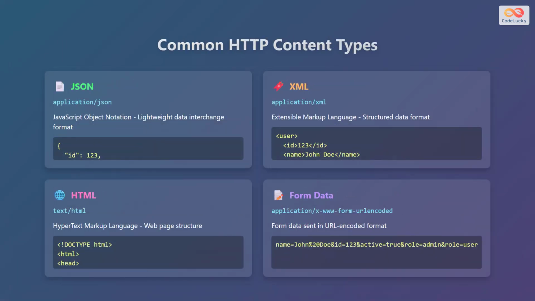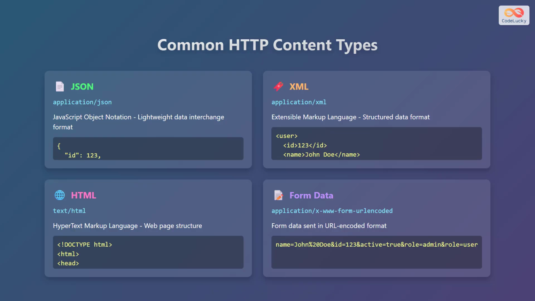Now let's discuss HTTP content types. HTTP content types, also known as MIME types, indicate the format of the data being transmitted in a request or response. Here are some commonly used content types. JavaScript Object Notation, or JSON, uses the MIME type application/JSON. It is a lightweight data interchange format.